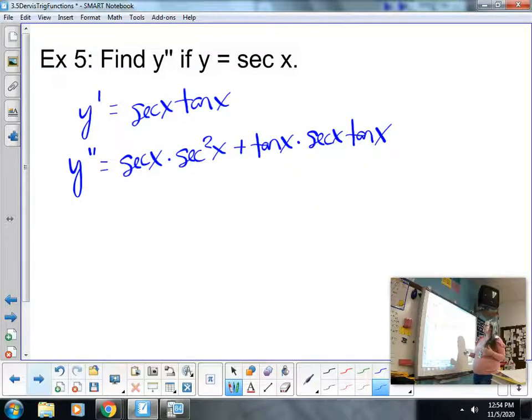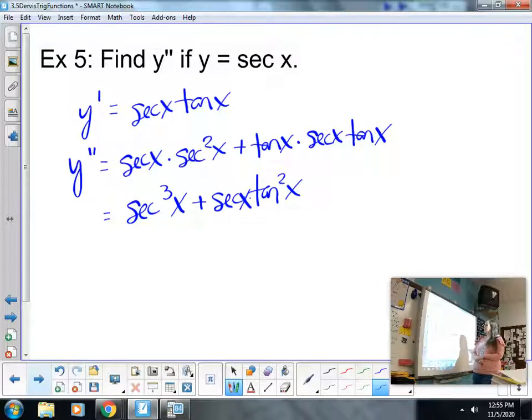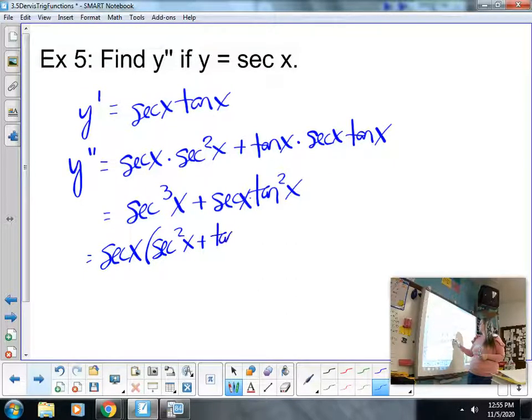And we can go ahead and clean this up a little bit. I have secant to the third of x plus secant of x times tangent squared of x. We can go ahead and factor out a secant. That might help us find some kind of connection here. So I have secant of x times secant squared plus tangent squared.